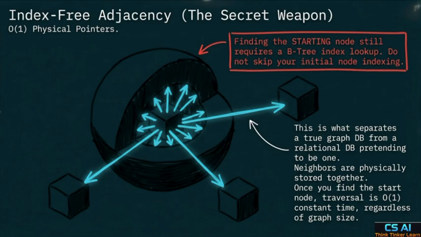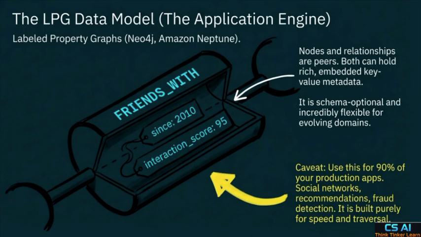The primary engine for most applications is the LPG, or labeled property graph model, used by Neo4j and also Amazon Neptune. In this model, nodes and relationships are peers. Both can hold rich, embedded key-value metadata. It is schema optional and incredibly flexible for evolving domains. This is your go-to for 90% of production apps: social networks, recommendation engines, and fraud detection. It's built purely for speed and deep traversal.